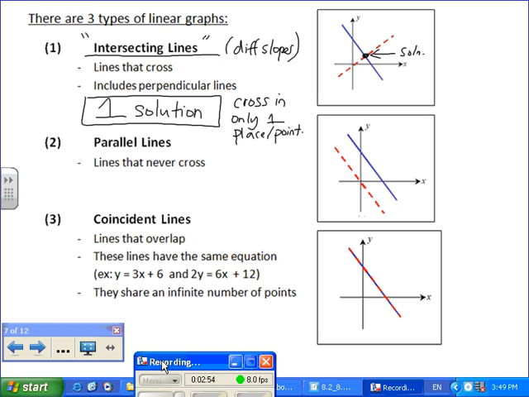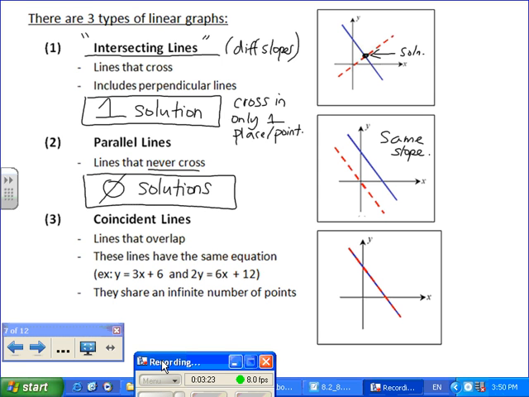Okay. The other option that we've seen already is when you have parallel lines. Parallel lines never cross. Okay, they have the same slope, which means that they will never cross. They are railroad tracks, they'll just always run in the same direction in the same plane. So they have zero solutions. Okay, in other words, there is nowhere that they will cross. Okay, so we say no solutions.